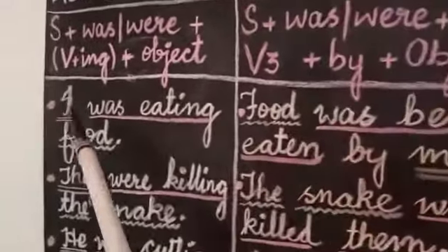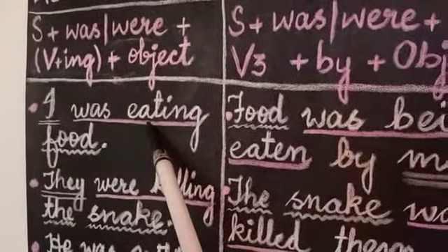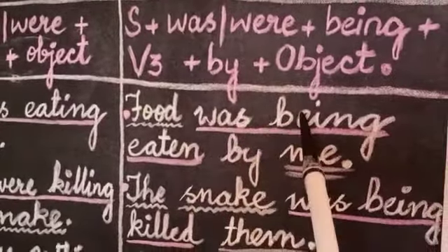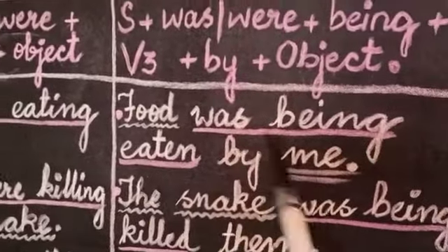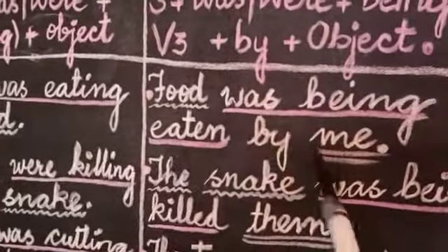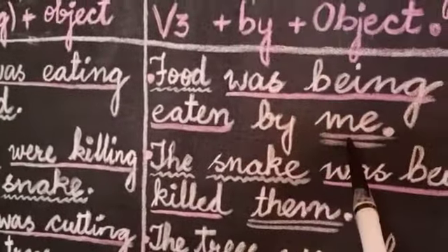Then eaten. You see this eat. Eat is the ing form. Third form of eat is eaten. So food was being eaten by me. So I was eating food. Food was eaten by me. This I, it will change to me.